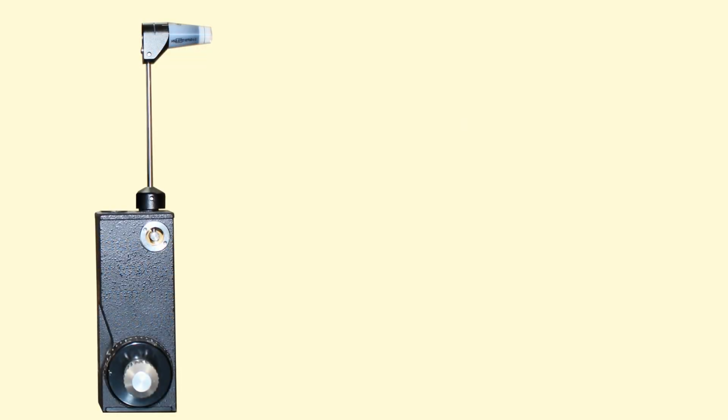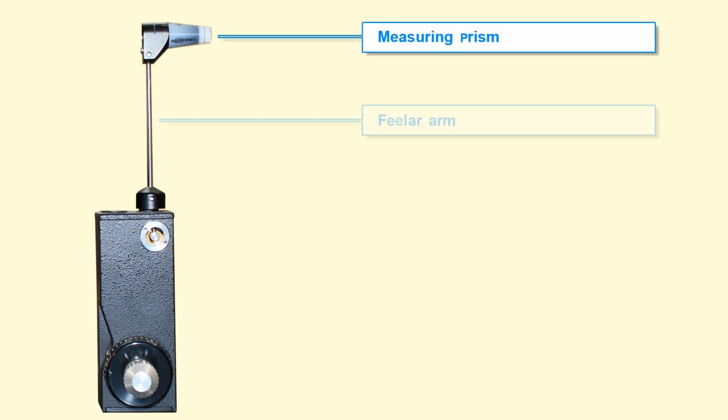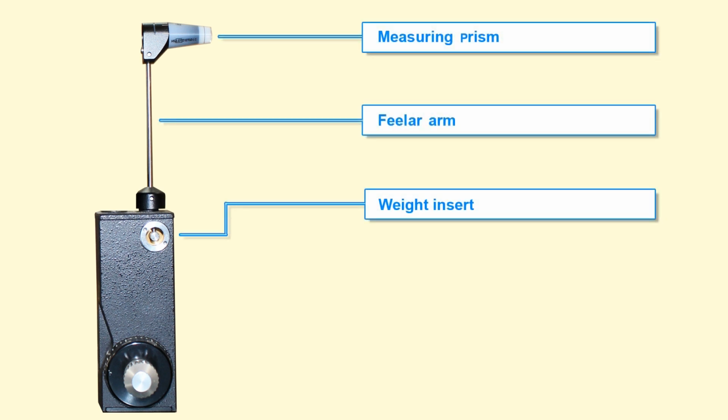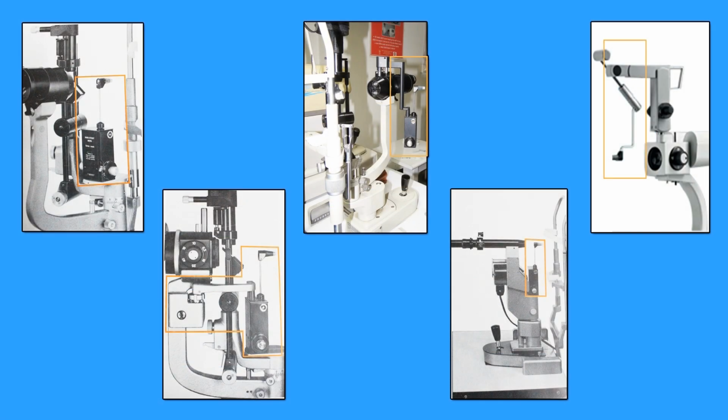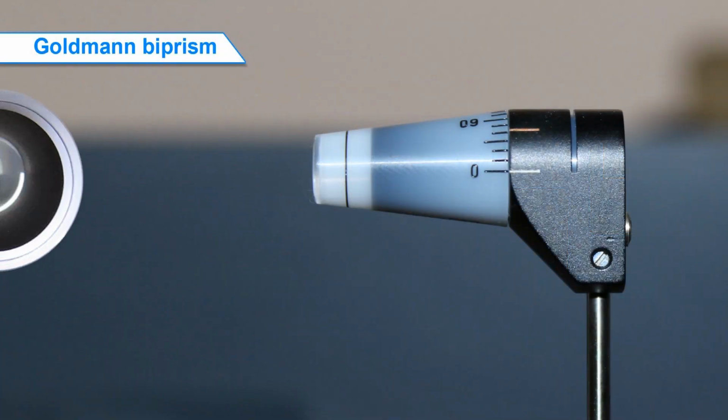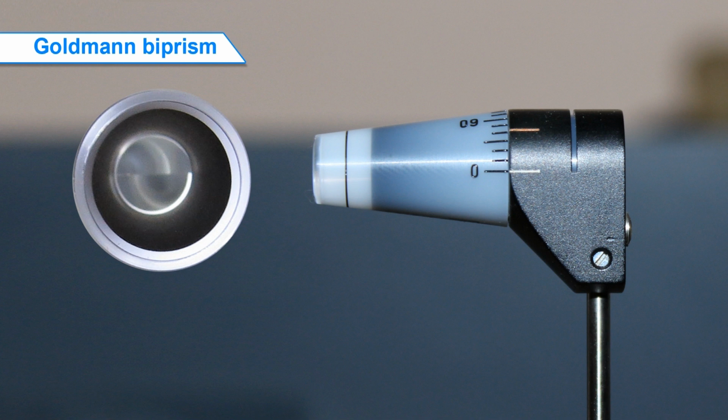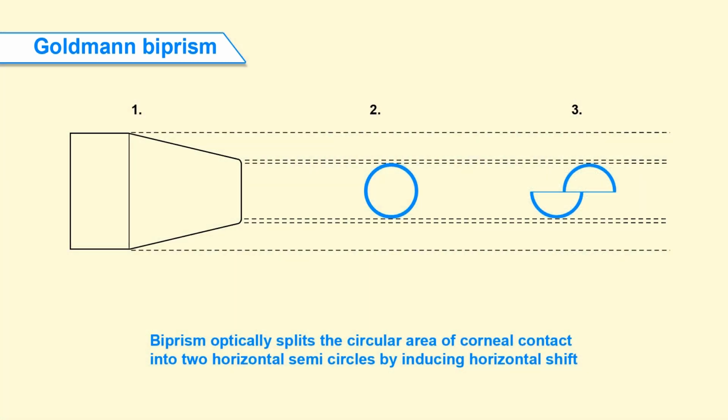The instrument consists of 5 parts, which are Mayerling prism, feeler arm, control weight insert, housing, and revolving knob with Mayerling drum. Different models are available for different types of slit lamps. The probe consists of a doubling biprism which is used to applanate cornea, and it optically splits the circular area of corneal contact into 2 horizontal semicircles by inducing horizontal shift.